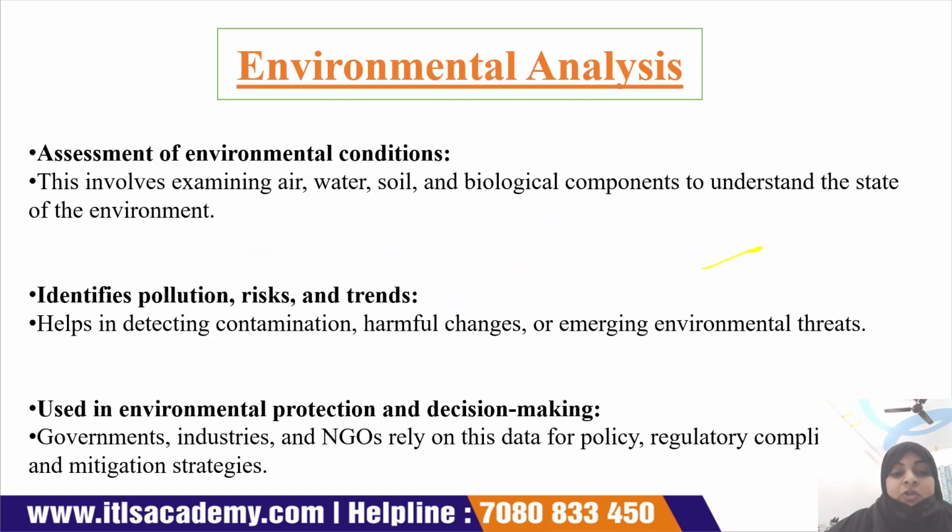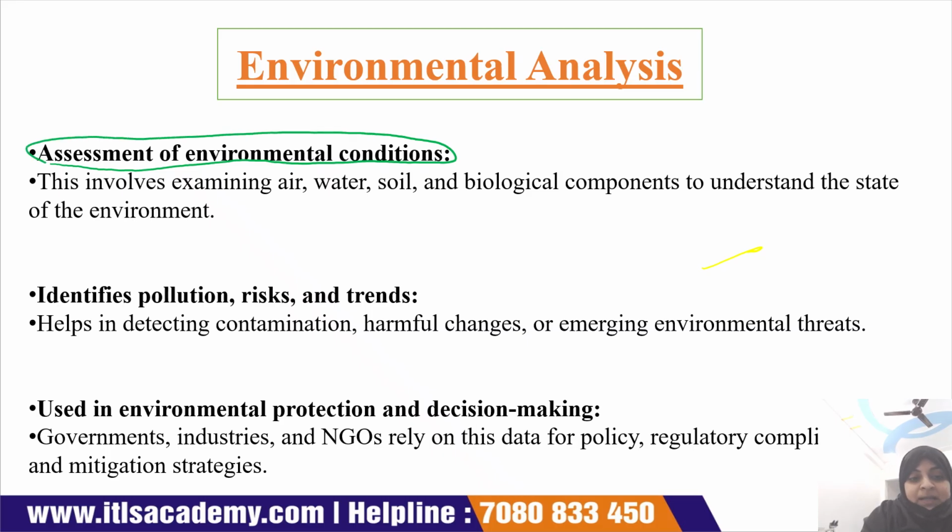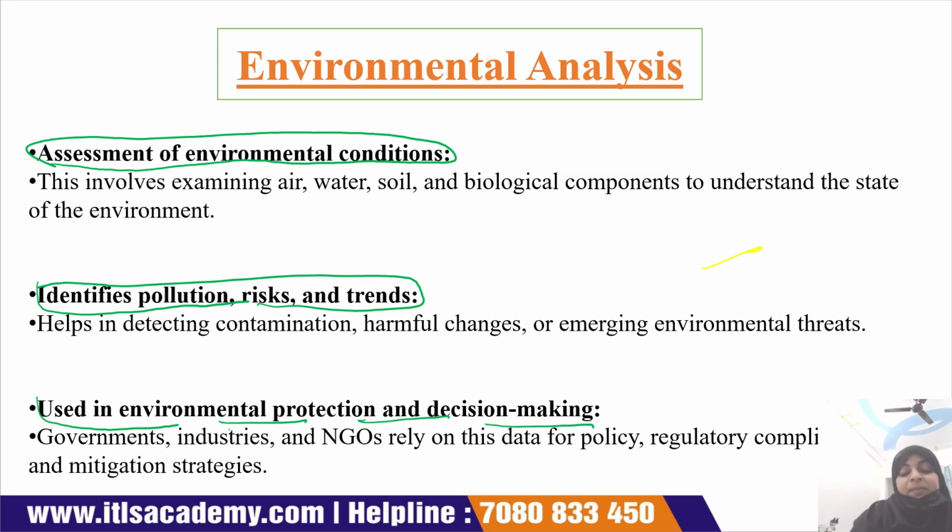Environment analysis can be done in three ways. The first is assessment of environmental condition. The second is identifying the pollution risk and trends. And the third is use in environmental protection and decision making. First of all, we have to assess the environmental condition.